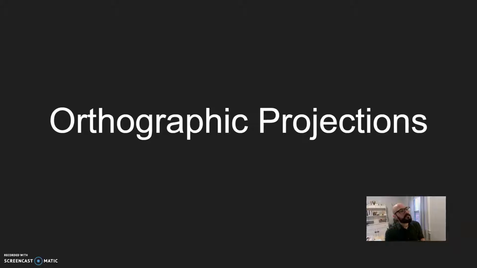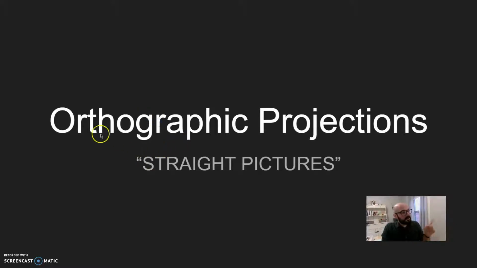Identifying root words. So if you cut orthographic in half, you have ortho and graphic. Ortho kind of reminds you of an orthodontist, somebody who puts braces on your teeth. Those braces make your teeth straight. Ortho literally translates to straight, and graphic translates to pictures. So orthographic, straight picture, projections.